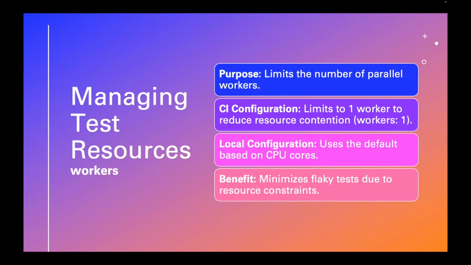Managing test resources, the workers. Limits the number of parallel workers. For the CI configuration, you should limit this to 1 worker to reduce resource contention, workers set to 1. The local configuration uses the default based on the CPU cores. It is set as a default. Benefits. Minimize flaky tests due to resource constraints.